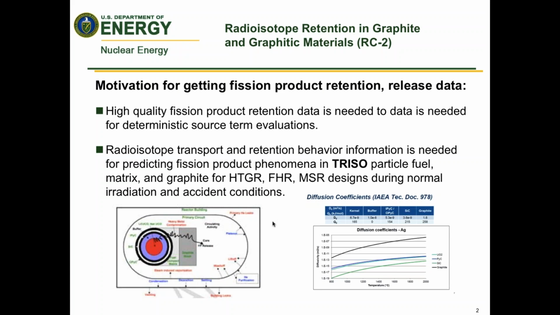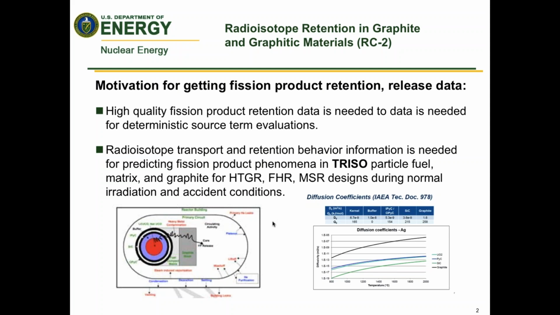Again, the radioisotope transport behavior is needed for predicting the TRISO fuel portion, the matrix that holds the TRISO particles in the compact or pebble, and then the graphite materials. We're interested in high-temperature gas-cooled reactors using helium, the molten salt designs, and again, we'd like to have this for normal irradiation conditions and accident conditions.